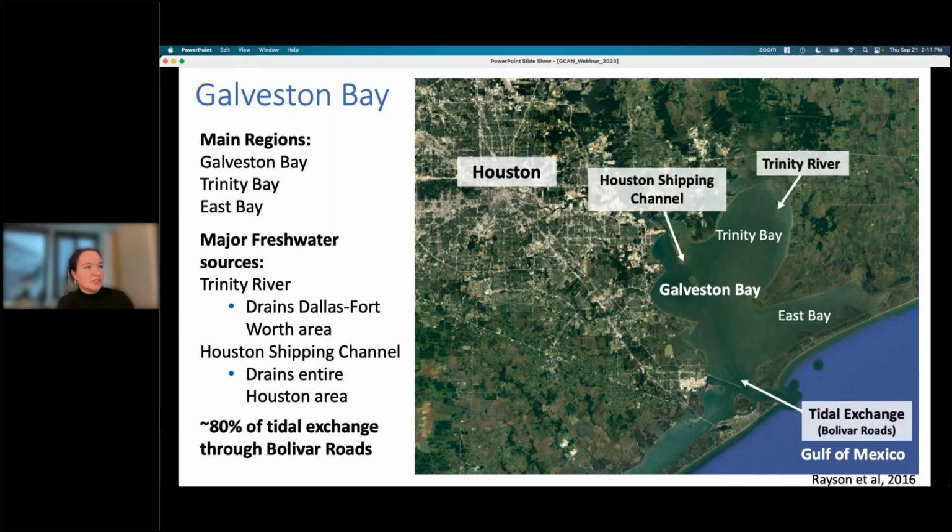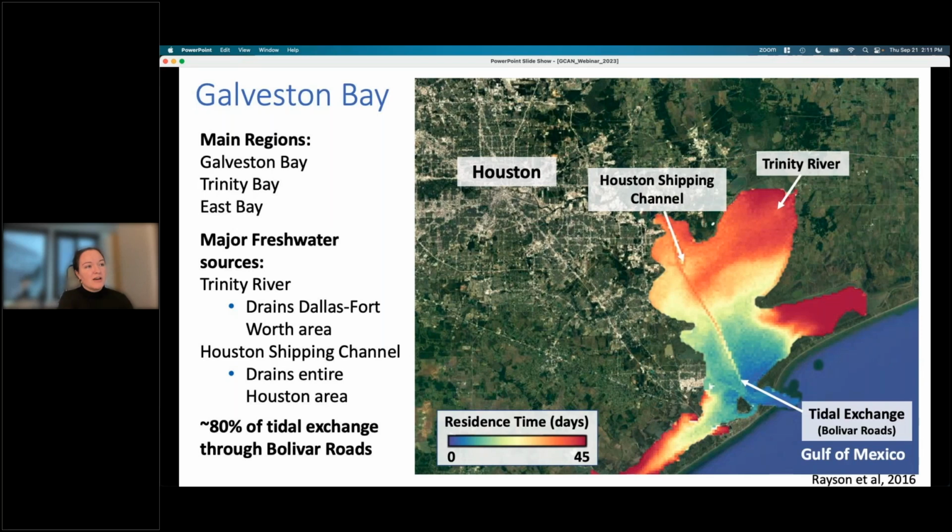Entering the bay are 2 major freshwater sources. The Trinity River, which is the primary freshwater source to the bay, drains the Dallas-Fort Worth area, whereas the Houston Ship Channel provides the major drainage point for the Houston metropolitan city. In addition to incoming freshwater, the bay receives incoming seawater from the Gulf of Mexico through the area on the bottom right-hand corner, known as Bolivar Roads. This is the primary location of tidal exchange, and about 80% of this occurs through this narrow inlet channel.